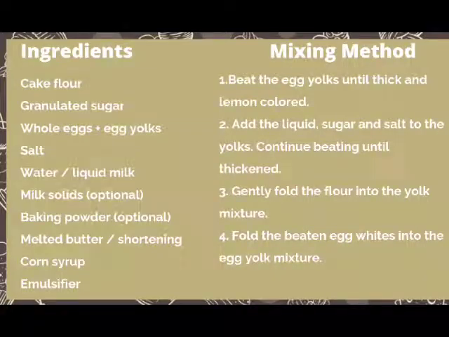And here are the ingredients of unshortened cake. First is cake flour, granulated sugar, whole eggs plus egg yolks, salt, water, milk solids, baking powder, melted butter, corn syrup, and emulsifier.